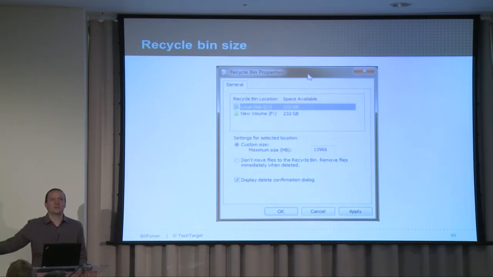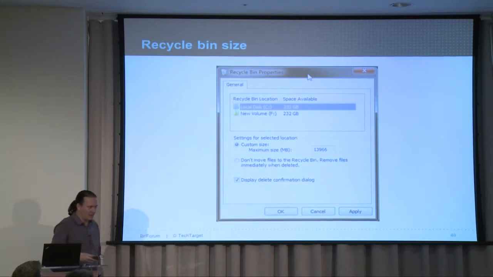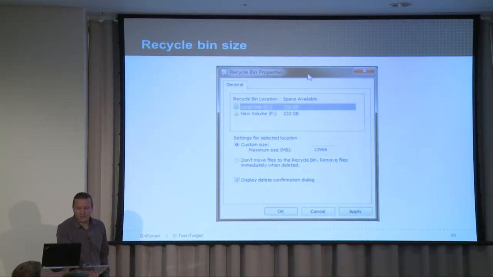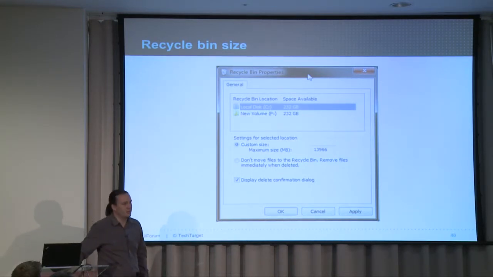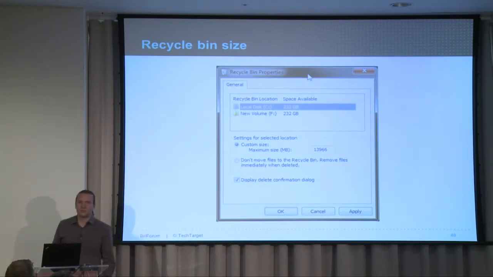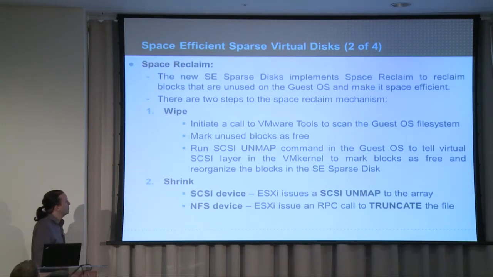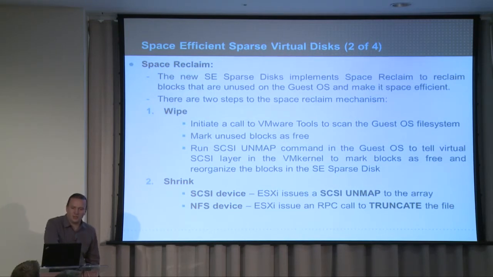sdelete /z will zero out the free space, so it will take account of all these blocks which are no longer valid files, and it will zero them out, and you can reclaim space. And all the SE Sparse Disk does is exactly the same thing, but it does it automatically without you having to mess about with sdelete and scheduled tasks and stuff like that. So essentially how it does it is it issues a wipe to zero out those blocks and then a shrink.